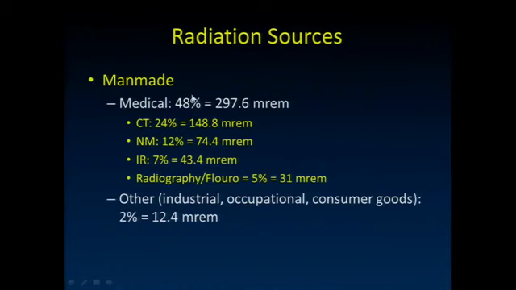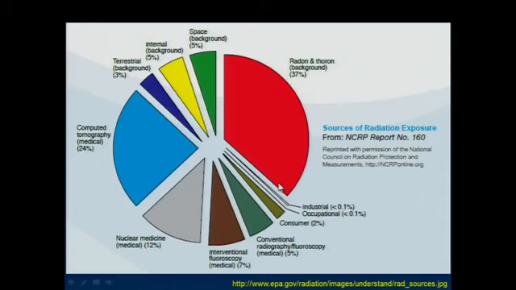So what about the man-made? About 50%, as I mentioned. About half of that's coming from CT. Nuclear medicine's the next big player, interventional, and then radiography, fluoro, a smaller proportion. And then there's a small amount of other: industrial, occupational, consumer goods kind of thing.